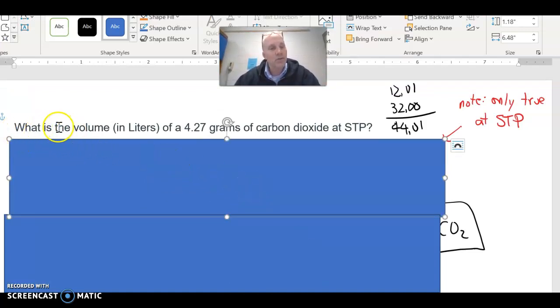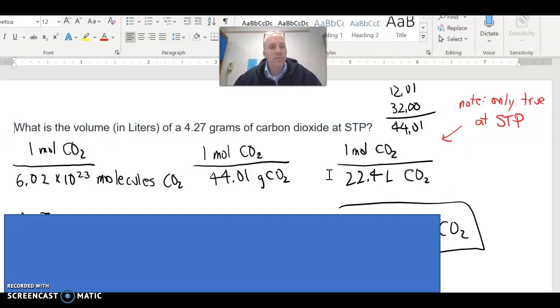So the first question we're going to do is, what is the volume in liters of 4.27 grams of carbon dioxide at STP. All right, so the first two relationships that we can write down are the same type that we can do for any chemical. It doesn't have to be a gas, and it doesn't have to be at standard temperature and pressure. The first one just states how many particles a mole is, and in this case, since it's a covalent compound, particles means molecules. And then you're going to say how much mass that would be.